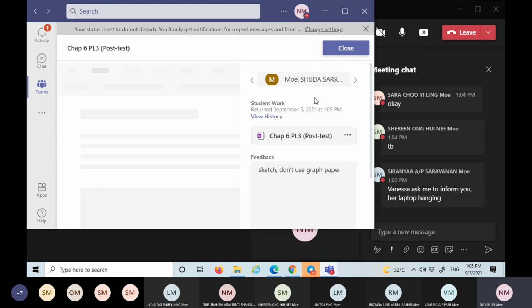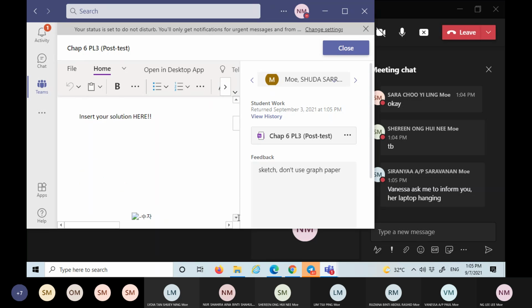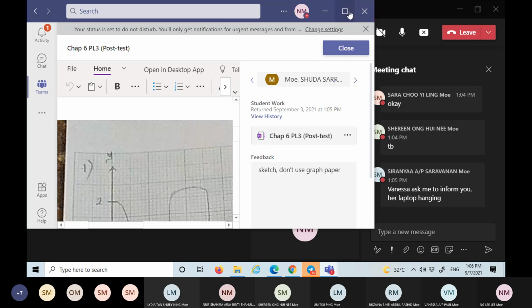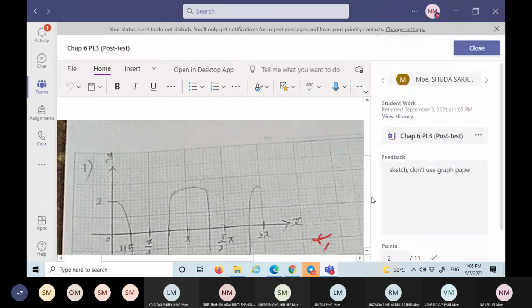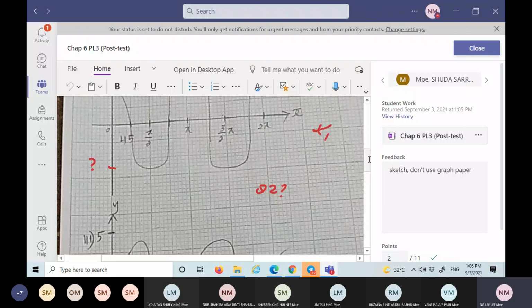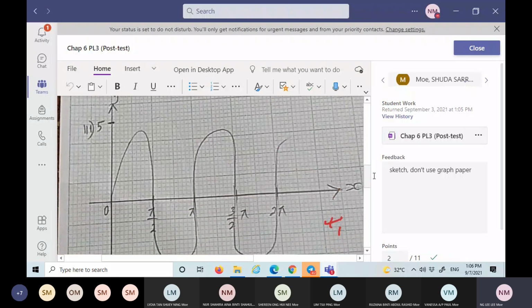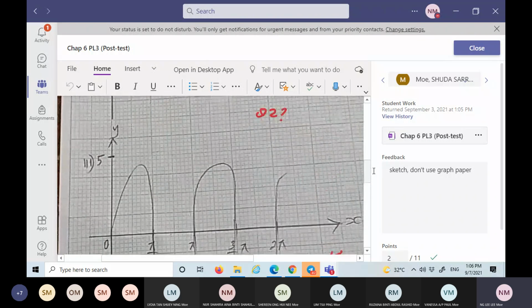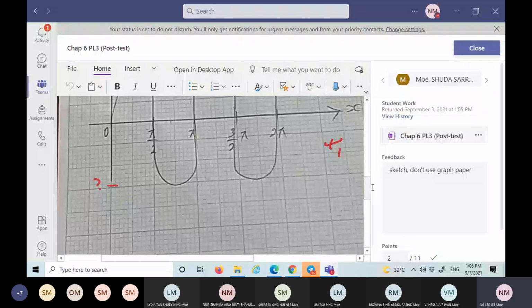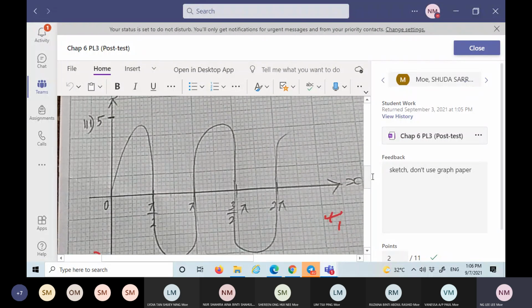Okay, next is Shuda. Shuda, what method are you using? Got no table, okay, and then your drawing is okay, and if you sketch, you don't use graph paper. You didn't do number 2, okay? Number 3, also no table, just sketch.